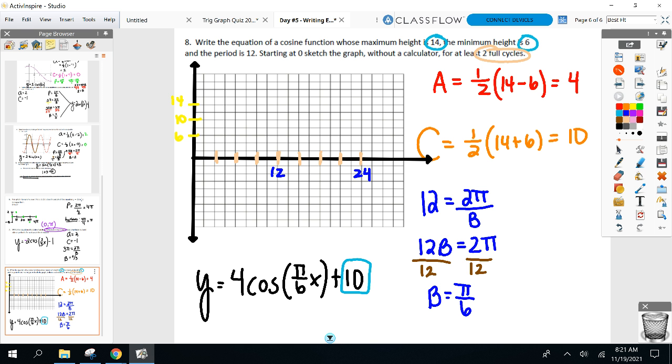Can you guys tell me what you're going to go by? How do we figure out what we're going to go by? Take your period and divide by 4. Your key value, divide by 4. So 12 divided by 4? 3. So we're going to go by 3s. 3, 6, 9, 12, 15, 18, 21.